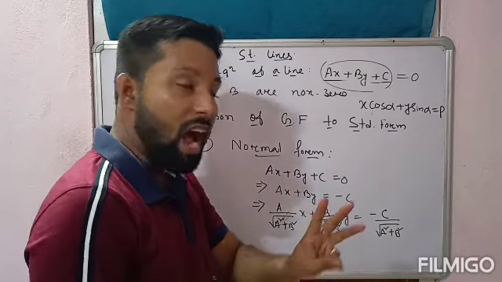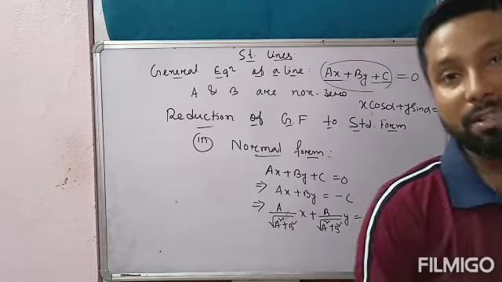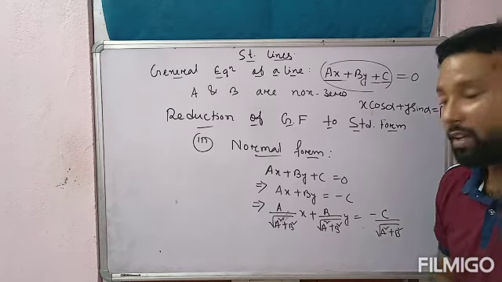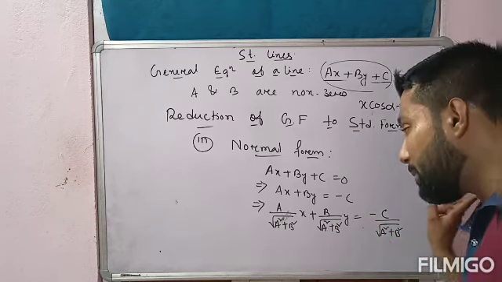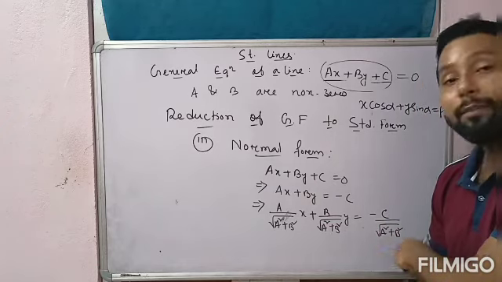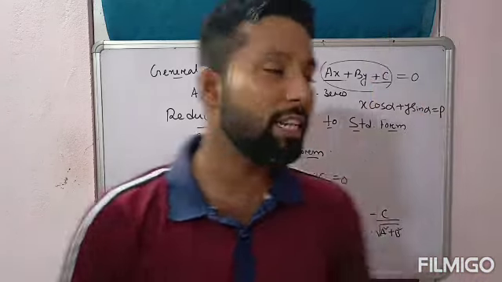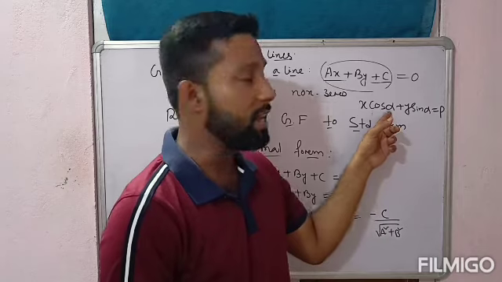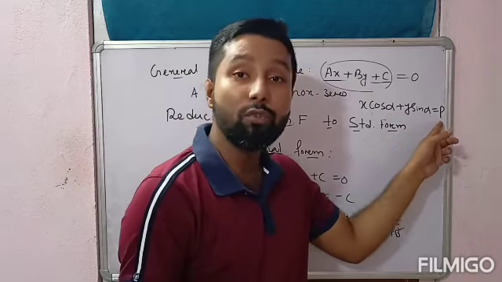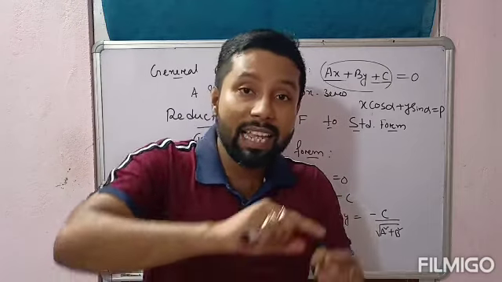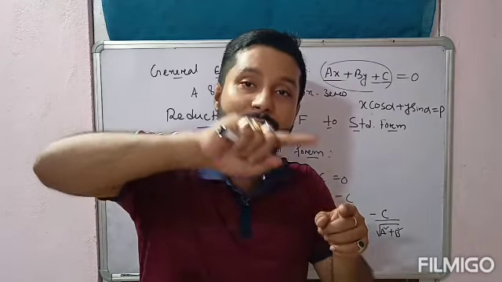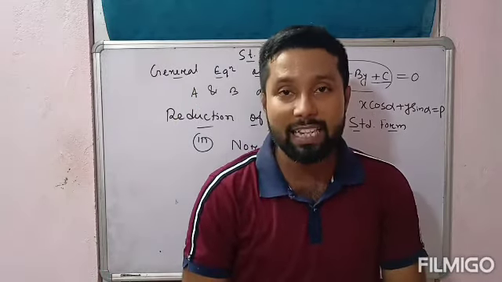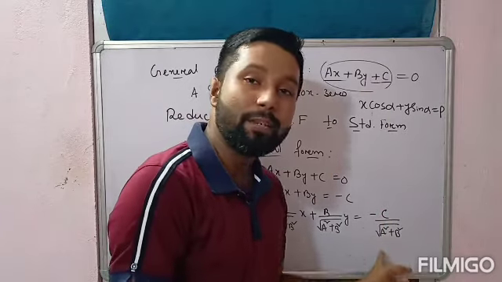Third step, after dividing both sides by root over a square plus b square, you have to check the right hand side, whether it is negative or positive. If it is negative, then you have to multiply by minus on both sides to make it positive. Why? What is the reason we need to make this term positive? Because look at the standard equation, x cos alpha plus y sin alpha is equal to p. What is this p? p is the length of the perpendicular drawn from the origin to the line. Yes or no? So p represents length, and we all know that length cannot be negative. This is the reason why you have to make it positive.